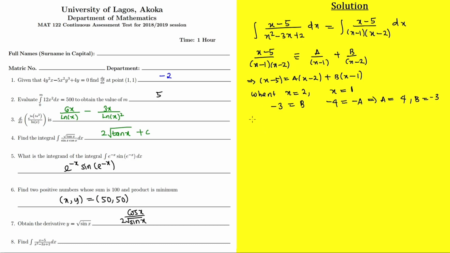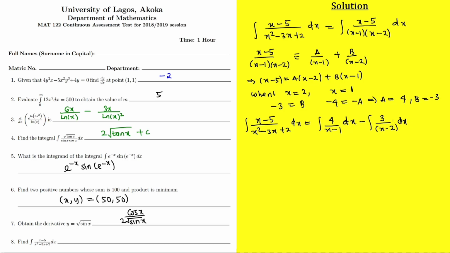So what I'm saying in essence is that the integral of (x minus 5) over (x squared minus 3x plus 2) dx can be written as the integral of a, which is 4 over (x minus 1) dx, minus b, which is what? The integral of 3 over (x minus 2) dx.